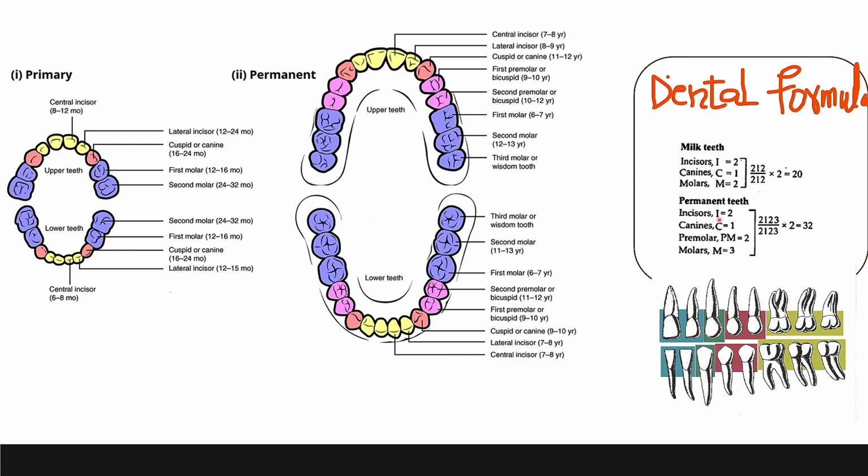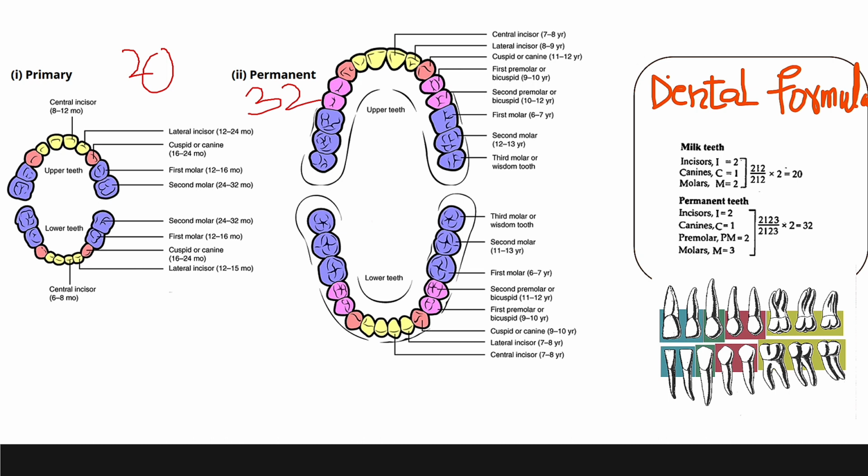Before starting the topic, we should know how many teeth are present in primary dentition and how many in permanent dentition. Primary is nothing but deciduous dentition or the milk teeth, and permanent is what we adults have. In primary dentition we have a total of 20 teeth, and in permanent we have a total of 32 including the third molars.